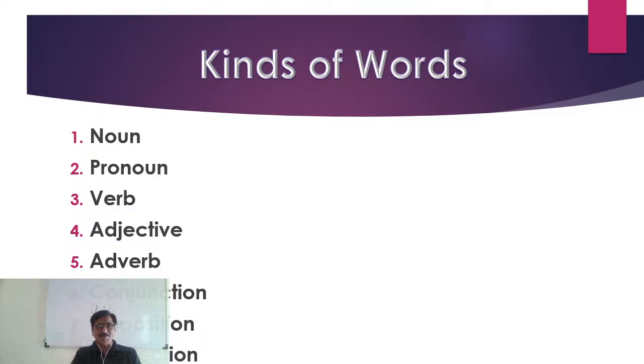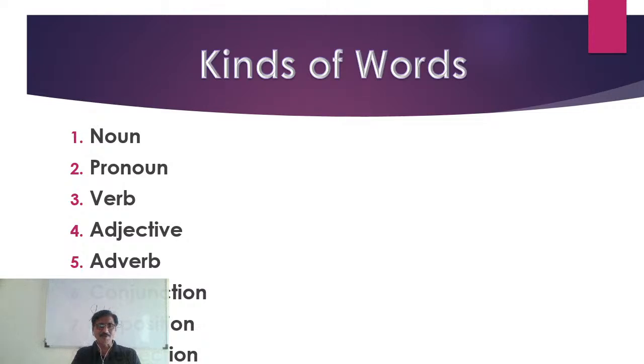Then the next is the verb. The verb is very important, and today we are going to discuss the verb only, because without a verb you cannot make a sentence. Even a verb alone can be a sentence, but without a verb you cannot make any sentence. For example, go is a verb, and come is also a verb. There is meaning in the verb.